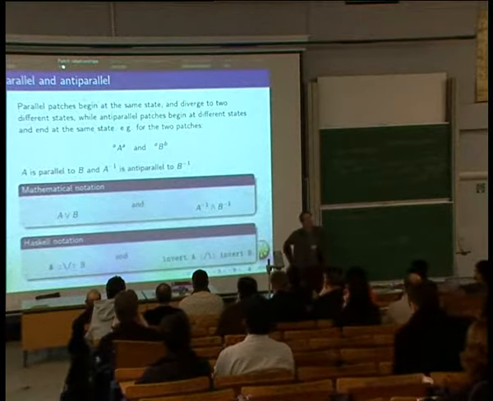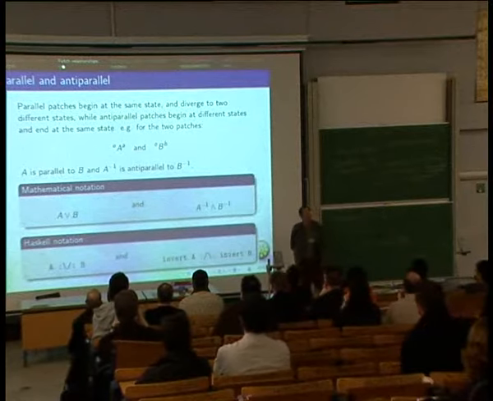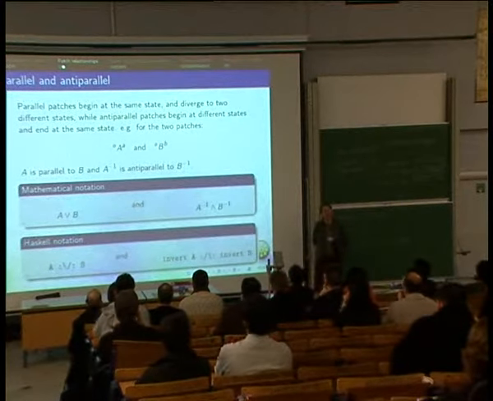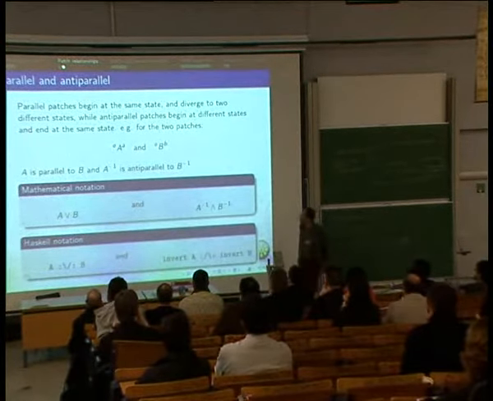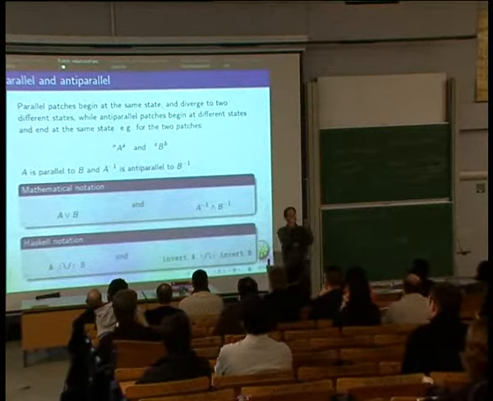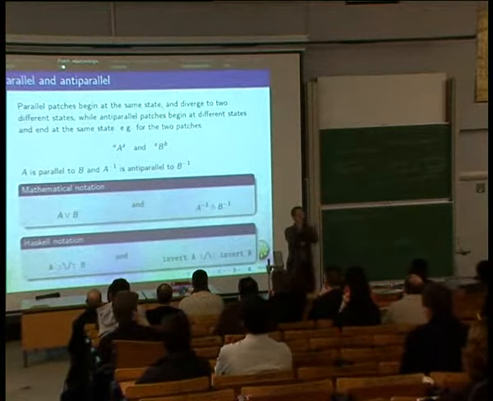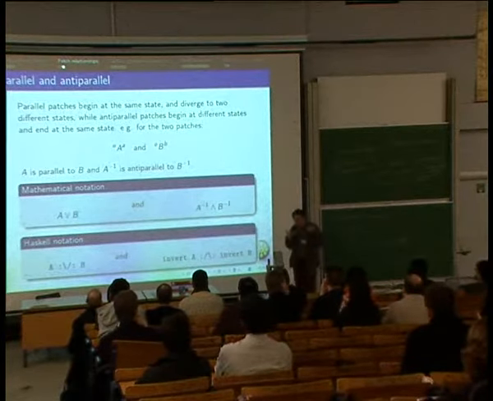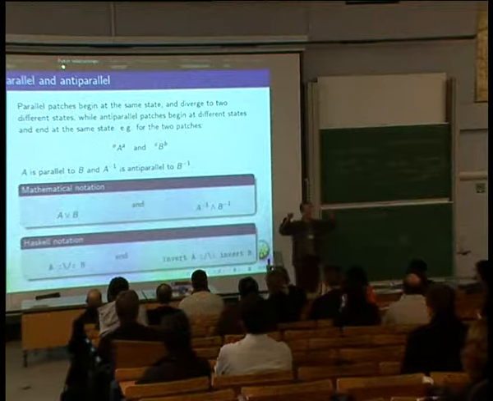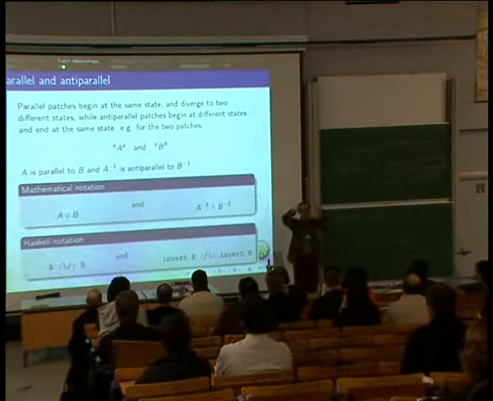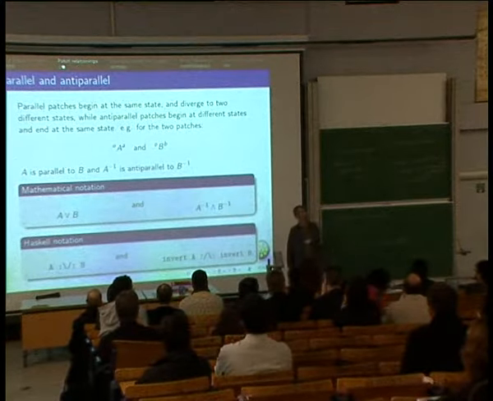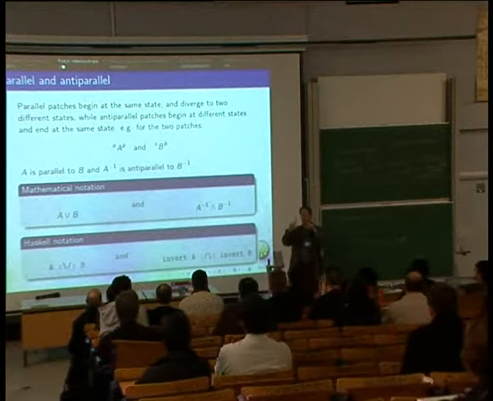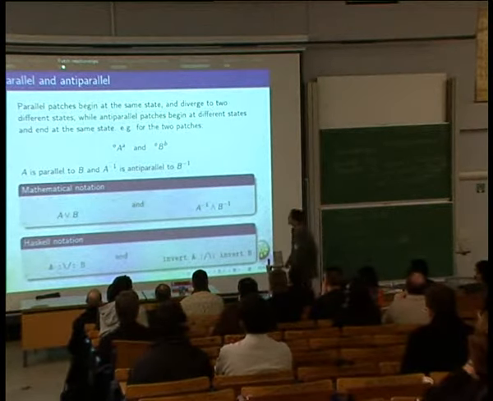So the second state relationship that pairs of patches can have is they can be either parallel or anti-parallel. And parallel is sort of a misnomer. Parallel patches start at the same state and then both diverge. They do slightly different things. Anti-parallel patches start at two different states and then come to the same state. So generally, when you get an anti-parallel set of patches, usually it comes from inverting a pair of parallel patches.